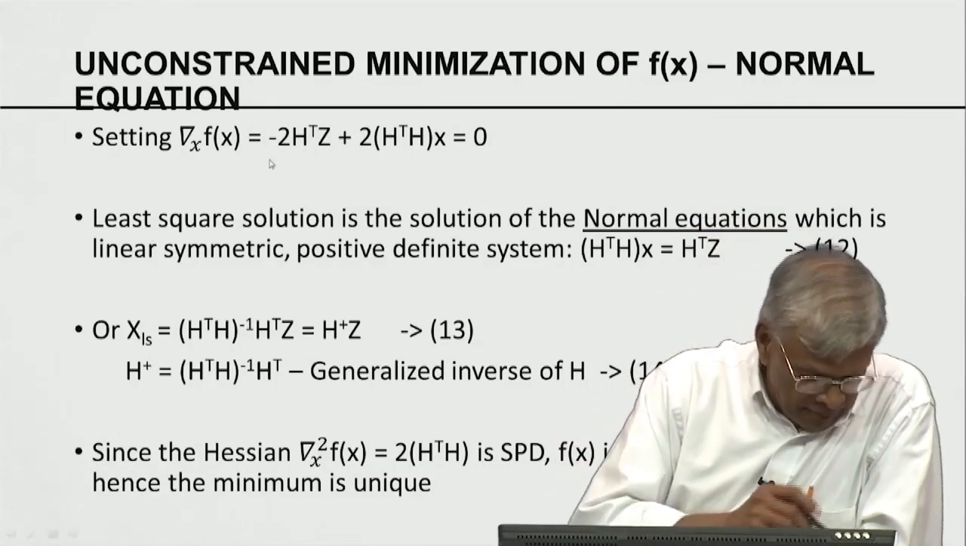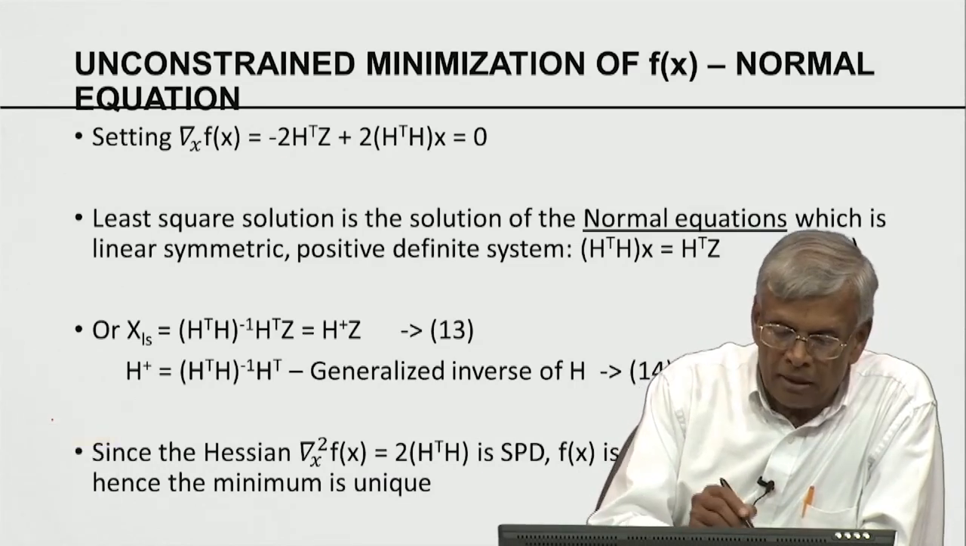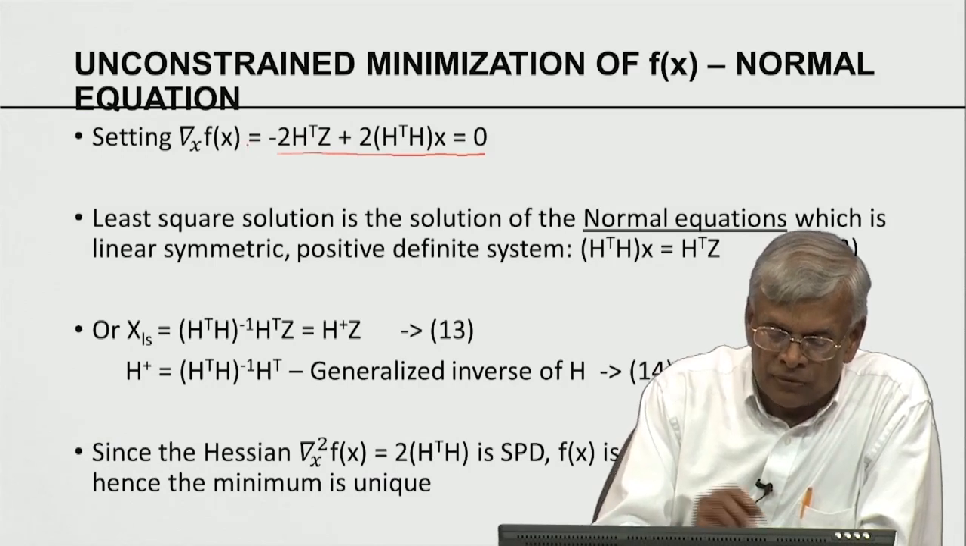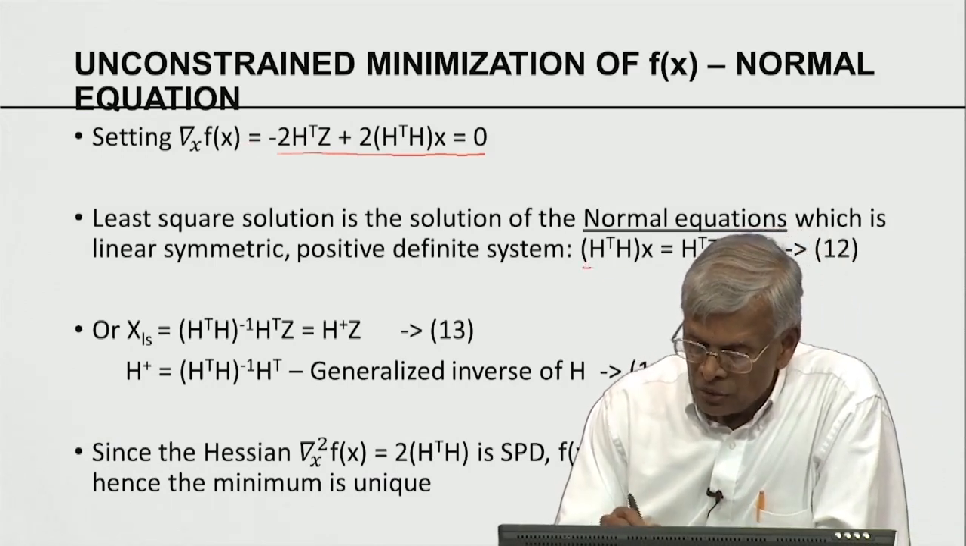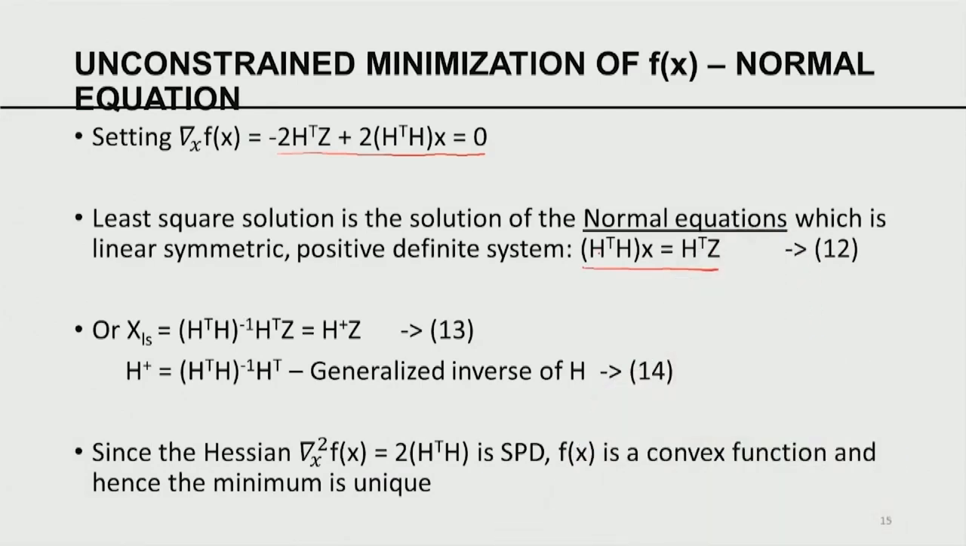So, by equating the gradient to 0, I get this, so I can transfer the negative term to the other side and cancel 2. So, the optimal solution is given by the solution of a linear system, H transpose H x is equal to H transpose z. Now, please understand, H transpose H is an n by n matrix. H transpose z is an n by 1 vector. x is also an n by 1 vector. So, we are called upon to solve a symmetric positive definite system. Such systems in least square methodology are called normal equations.